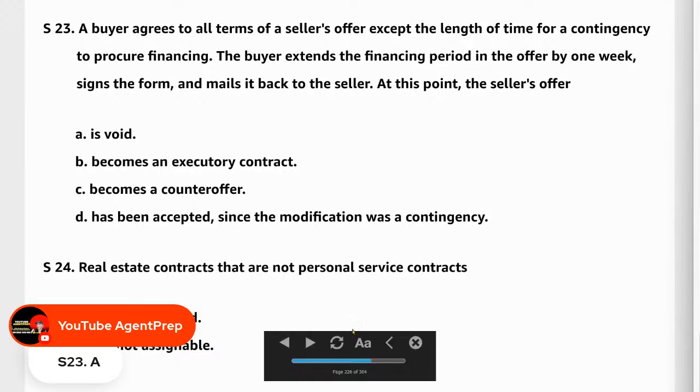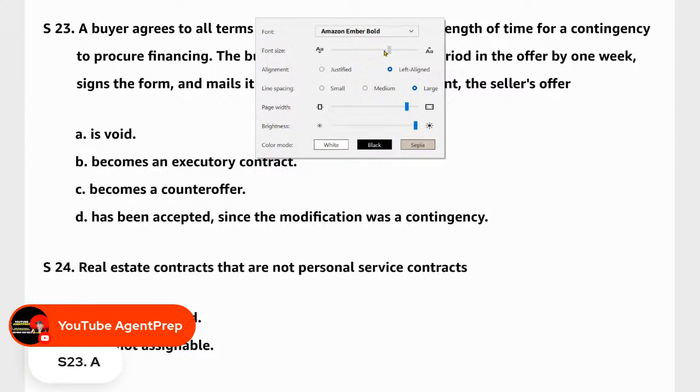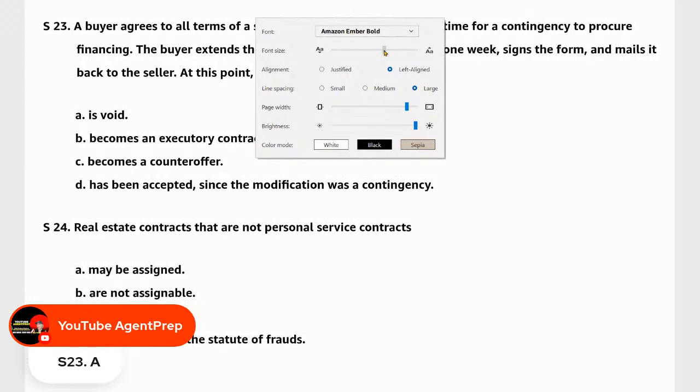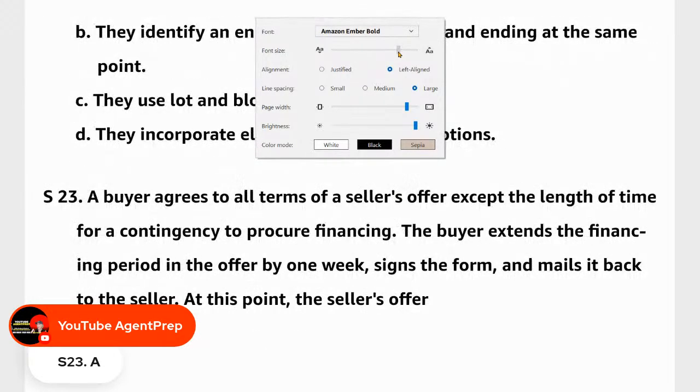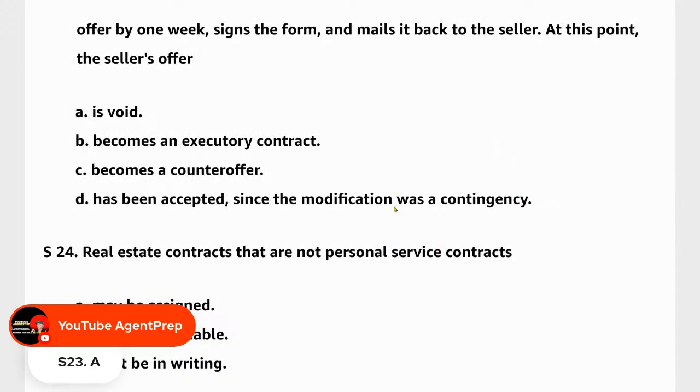All right, number 24. Let's see if I take it to the next. Nope.